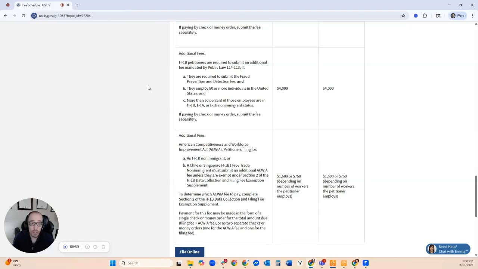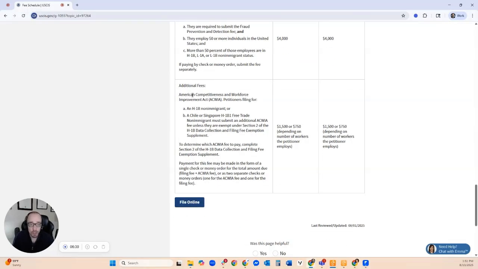In addition to that, there is the public law fee that is subject for some companies, but it's basically for larger companies that are H-1B dependent, meaning that if it's a big company with 50 or more people in the US and more than 50% of those employees are on H or L visas, then they have to pay this extra fee. Most companies don't have to pay this, but this is to basically get certain consulting companies and contractor businesses to pay more.